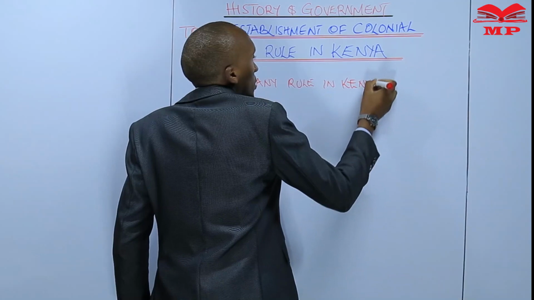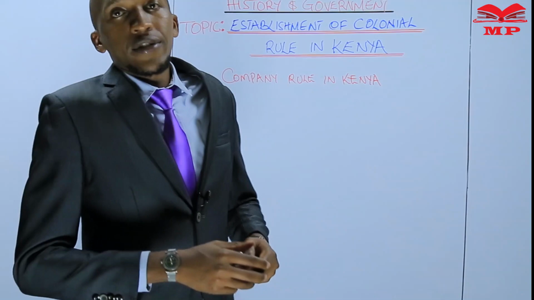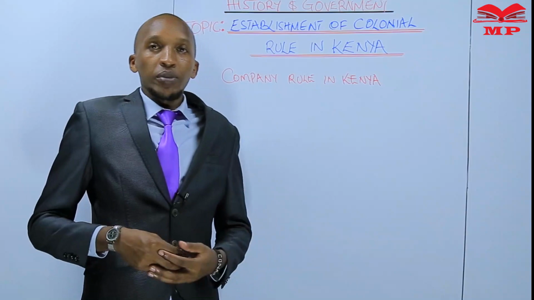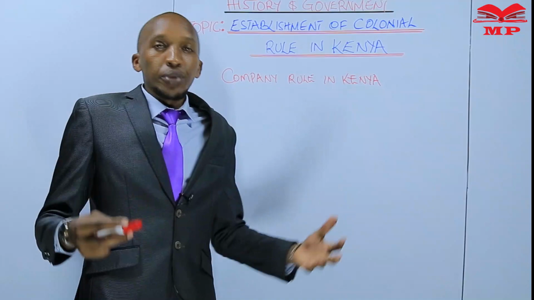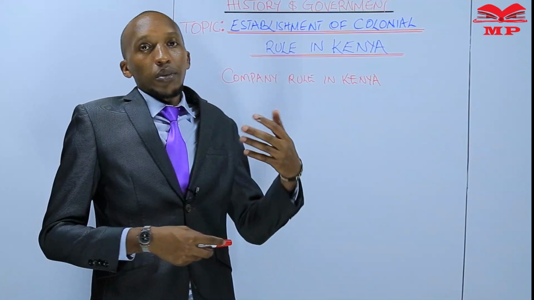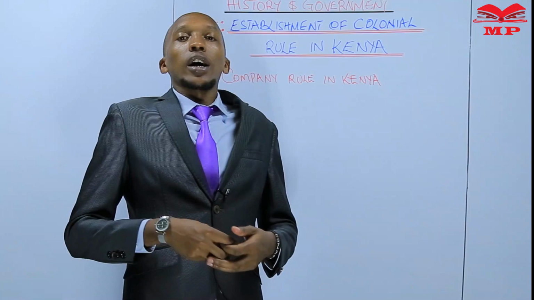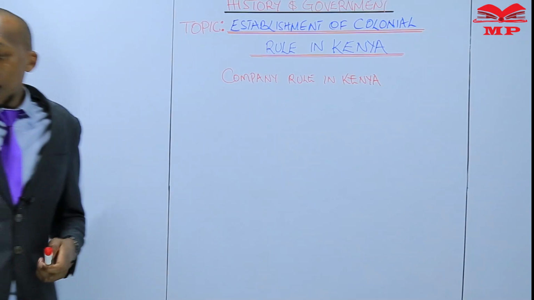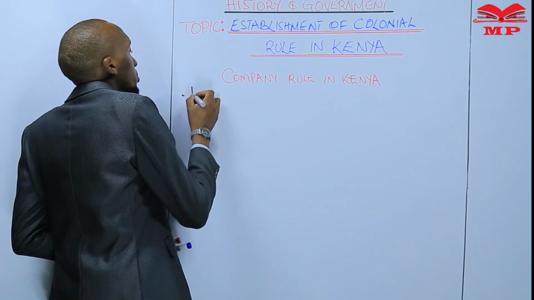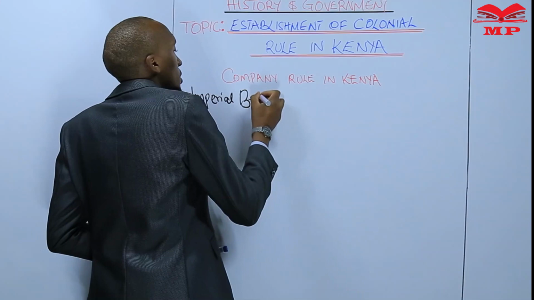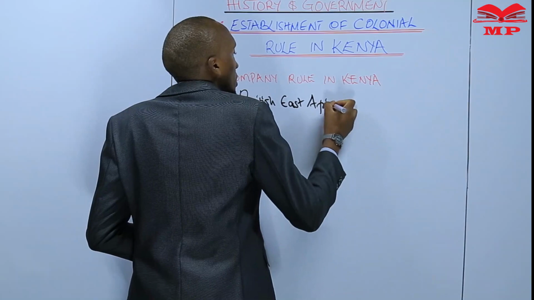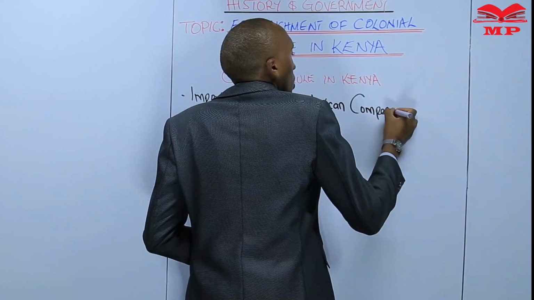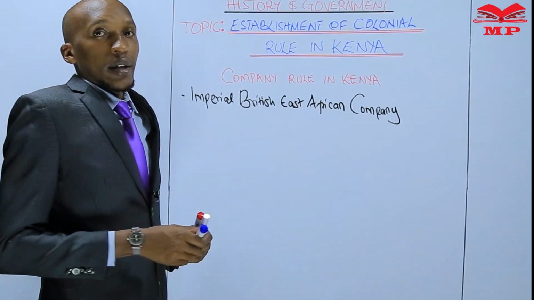That is how, after the partitioning of Africa, which we learned in our previous lesson of East Africa, Britain got her territory, which she declared to be the British East African Protectorate, which she decided to administer. And to administer that territory, companies were used. So the Imperial British East African Company was used to administer the territory that had been acquired by Britain.